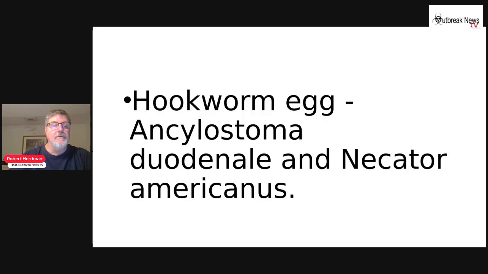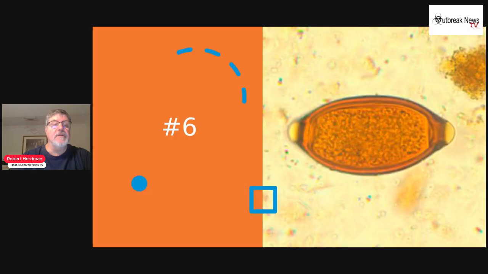All right, next parasite. The stage of this parasite is 50 to 55 micrometers by 20 to 25 micrometers. They are barrel-shaped, thick-shelled, and possess a pair of polar plugs at each end. They are typically unembryonated when passed in stool. Couple seconds.